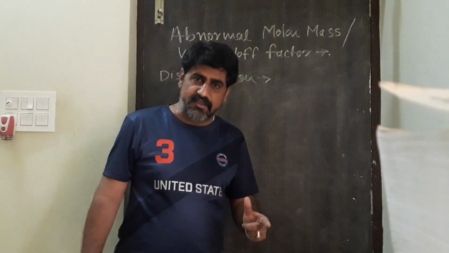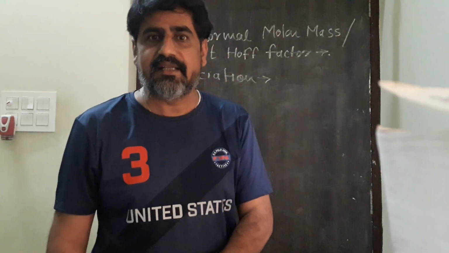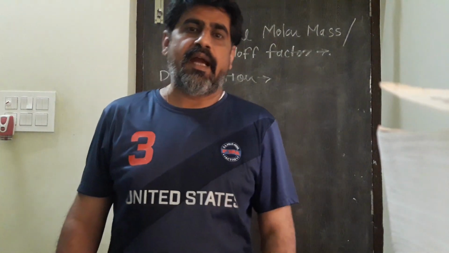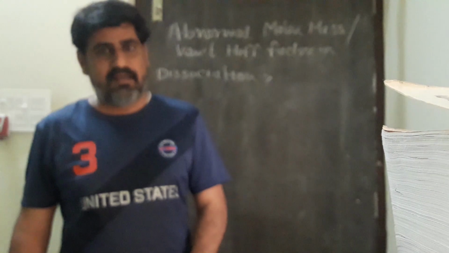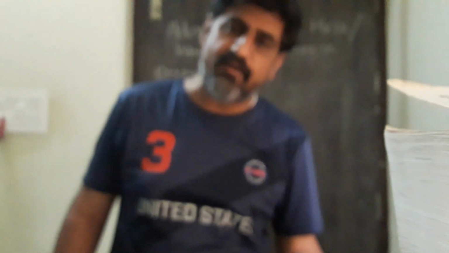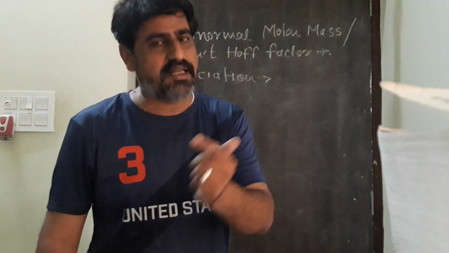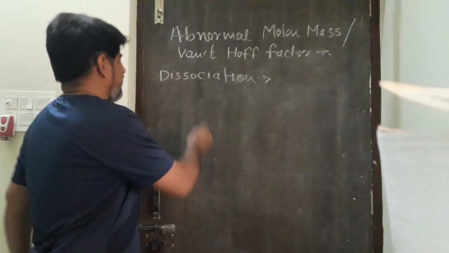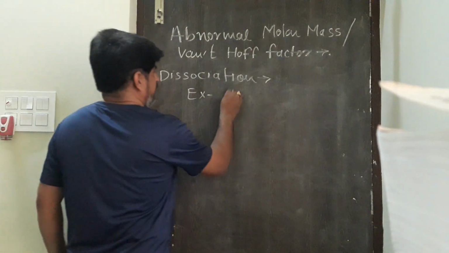Are you getting my words? Once again I am explaining: during dissociation the number of solute particles gets increased, it leads to an increase in colligative property, and colligative property is inversely proportional to the molar mass. Hence molar mass gets reduced. This increase and decrease in molar mass due to association and dissociation is known as abnormal molar mass. It can be explained by taking an example of NaCl, KCl, whatever you want to take.